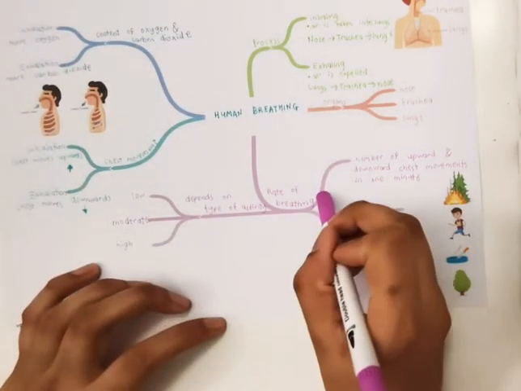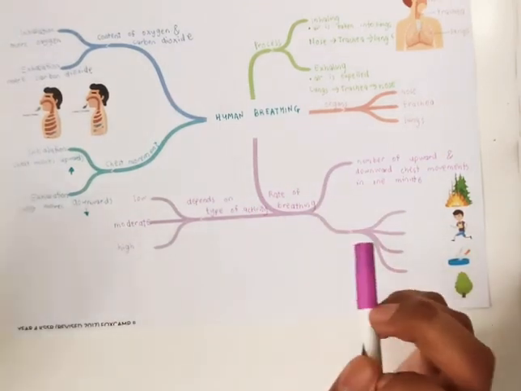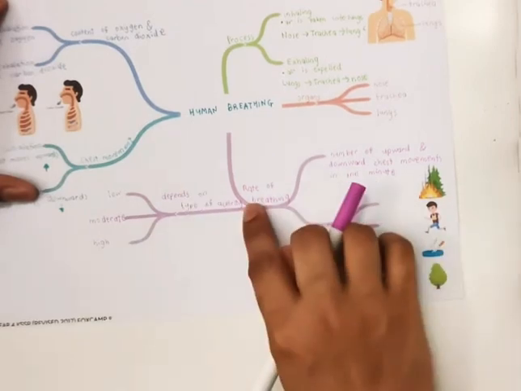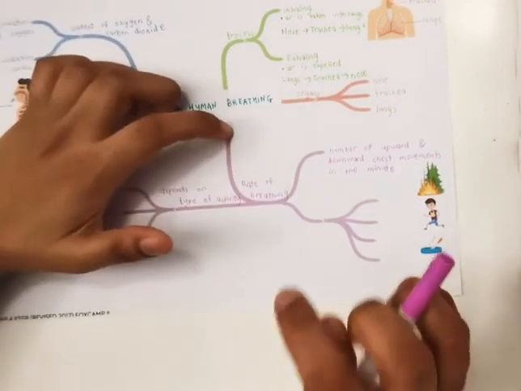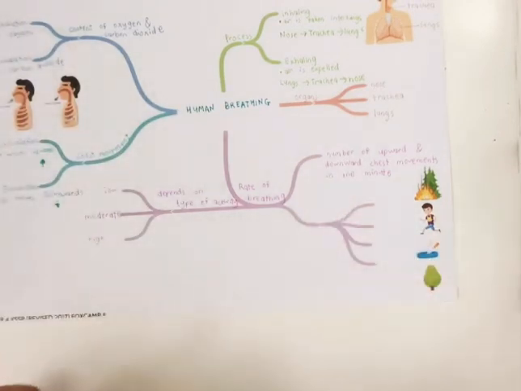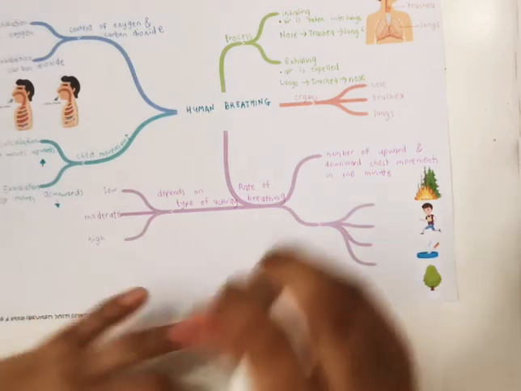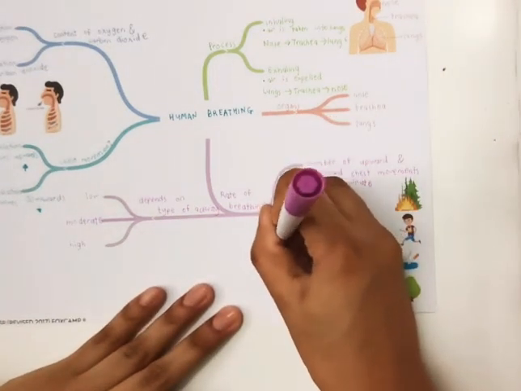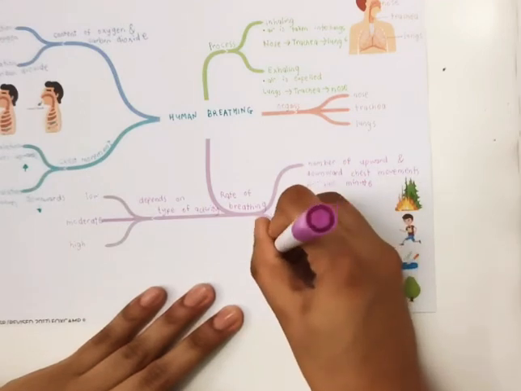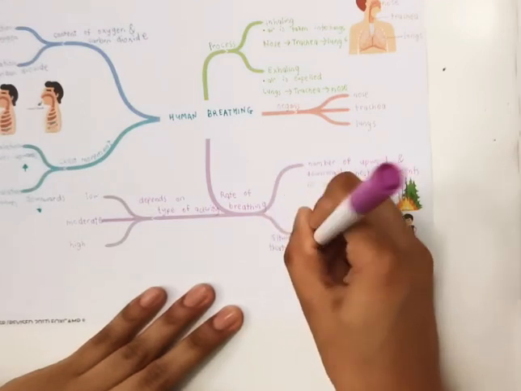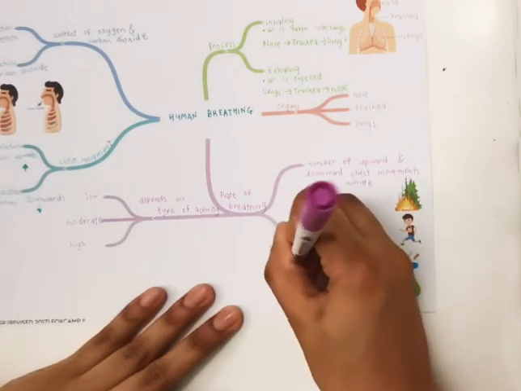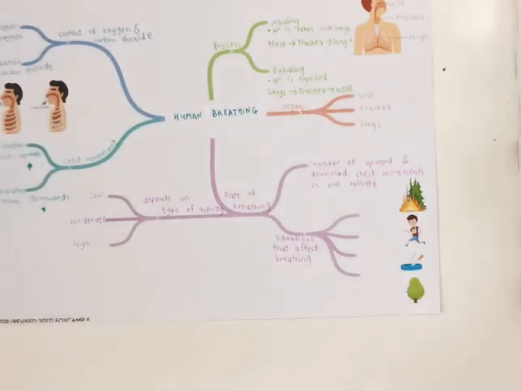Okay. Lastly, now this one is not related to rate of breathing, but it is related to breathing itself. Okay, so these are the situations that affect breathing. So I'm going to write it down here. Situations that affect breathing. So sometimes when the air is clean, your breathing will be good. When your air is not clean, your breathing will be bad. So it depends on the situation.